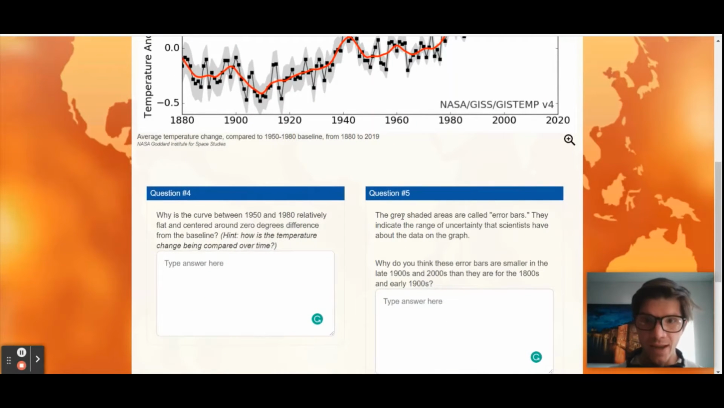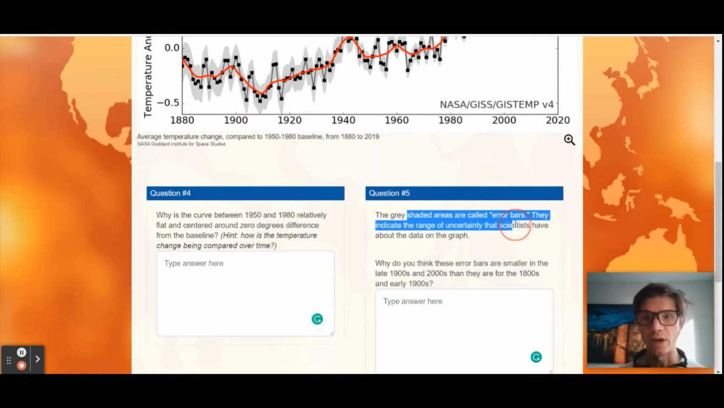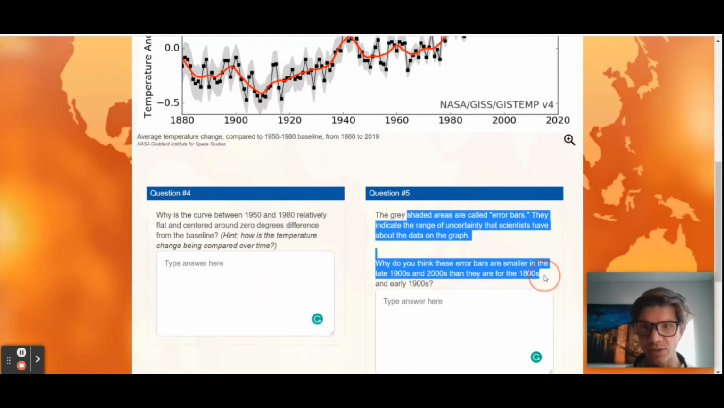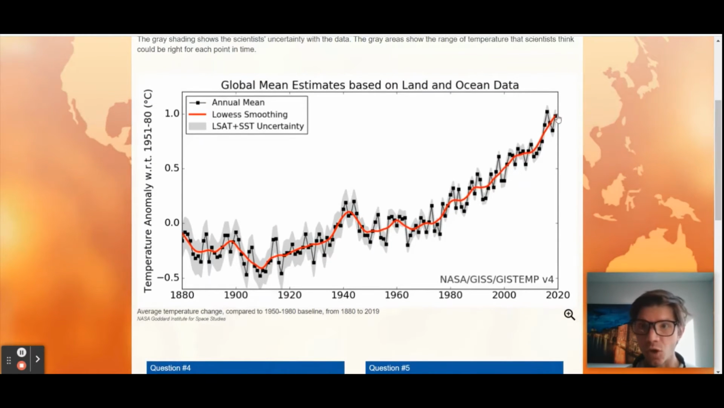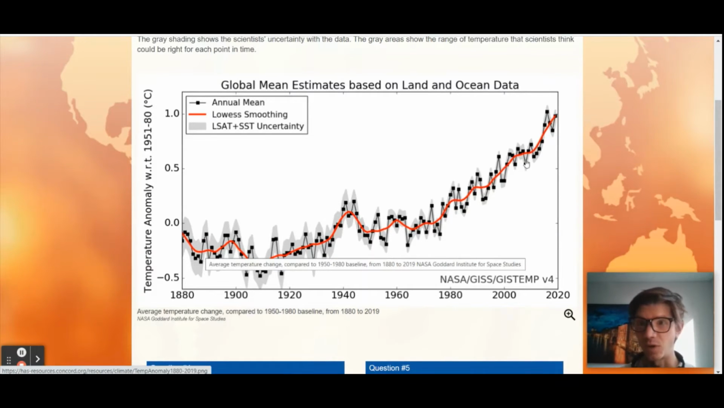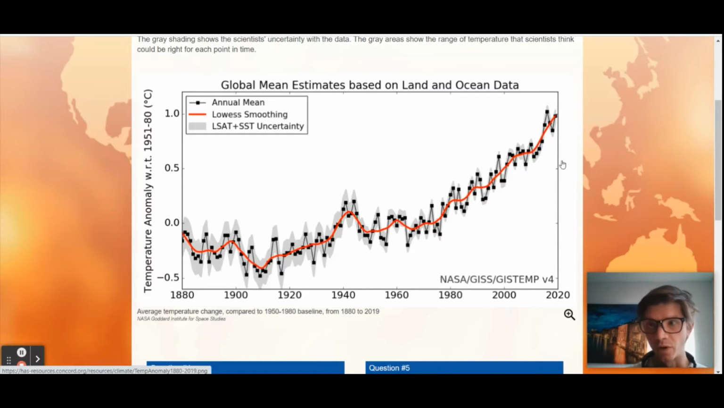Question 5, the gray shaded areas are called error bars. They indicate the range of uncertainty that scientists have about the data on the graph. Why do we think the error bars are smaller in the late 1900s and 2000s than they are for the 1800s and early 1900s? So we see again that it's smaller here than it is here. And if we kind of compare what was going on in the world, now our technology is a lot better than it was back then. Our record keeping is, we have computing and we can share data more readily. Background here, we are uncertain just because we didn't have as much data collecting technologies and ways to record and track all these trends as we do now. So that's why we're going to see that shaded area bigger as we go back in time, but we're getting more precise with our measurements more recently.